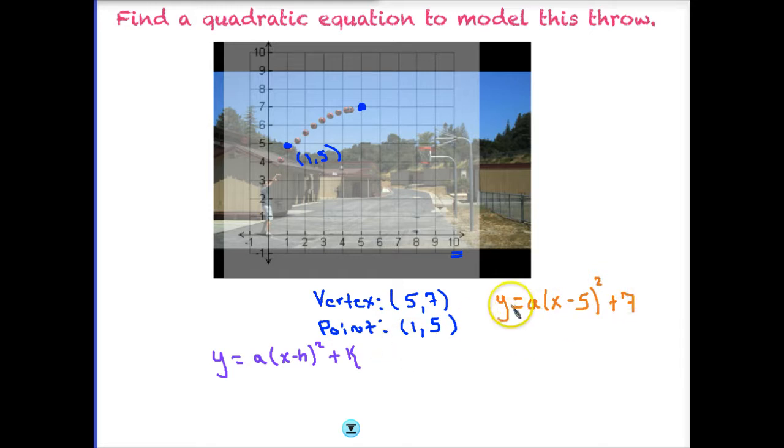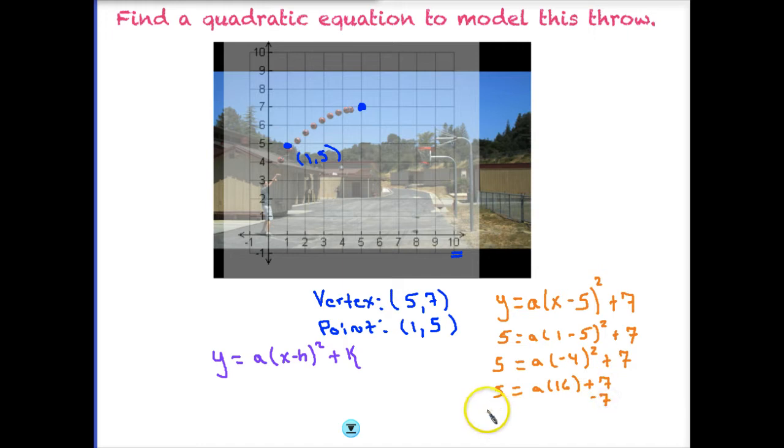Okay, now I can plug in my point for x and y. 5 will go in place of y. I don't know a yet. 1 will go in place of x. And now I'm in a position where I can simplify this. So I will have 5 equals a times the quantity 1 minus 5, which is negative 4, squared, plus 7. Simplifying that a little bit more, negative 4 squared is positive 16 because negative times negative is a positive, and then plus 7. I'll go ahead and subtract 7 from both sides, and I will end up with negative 2 equals 16a.